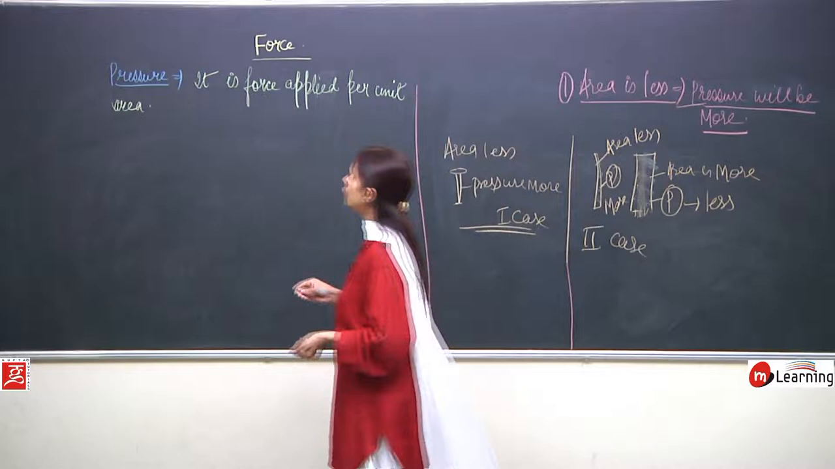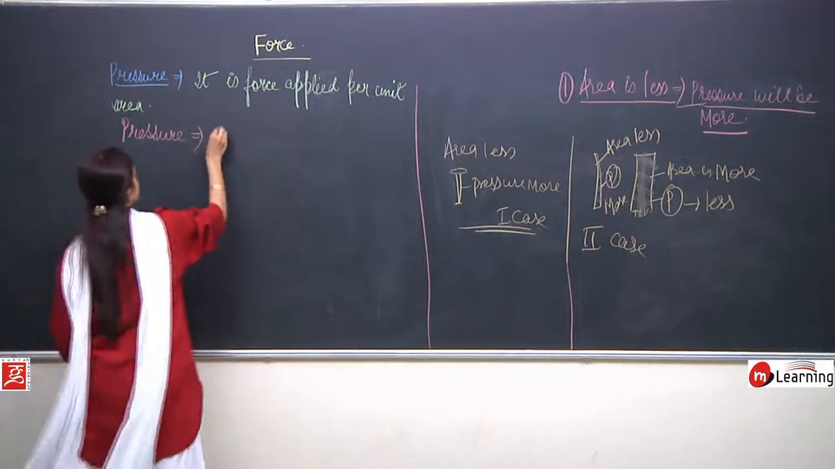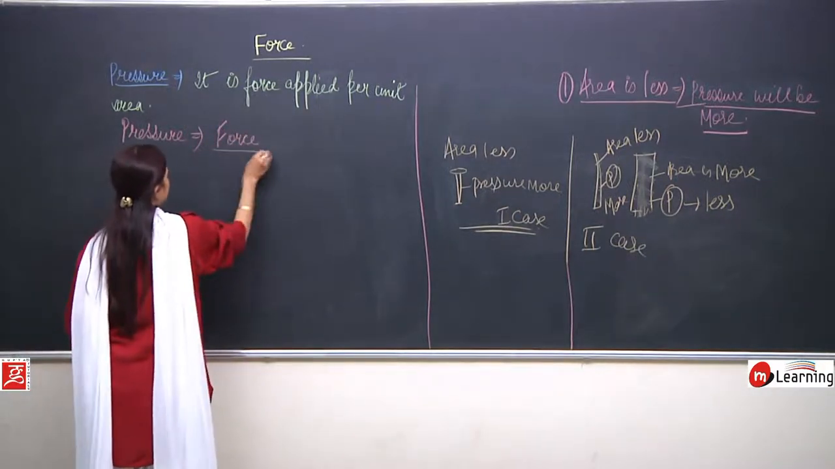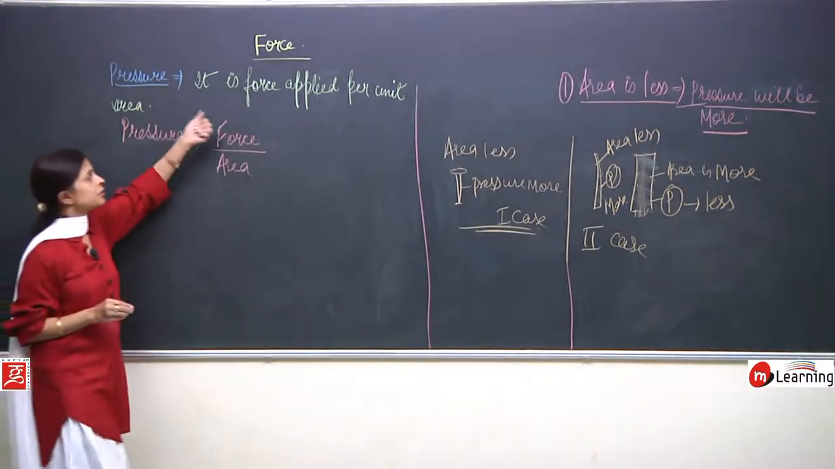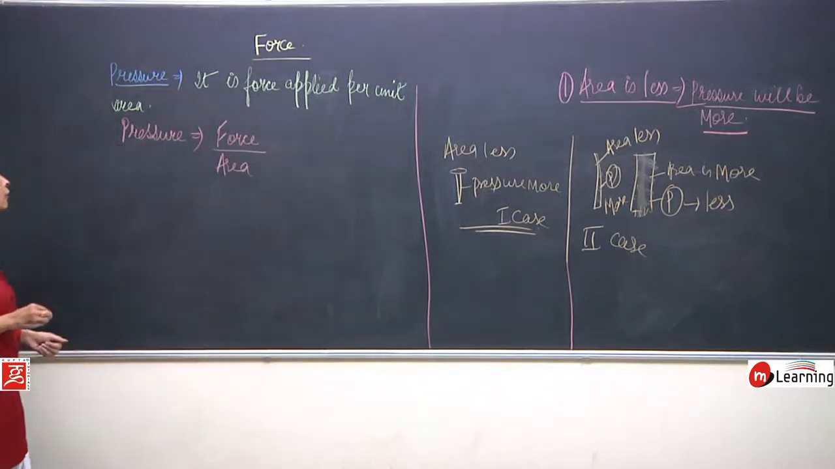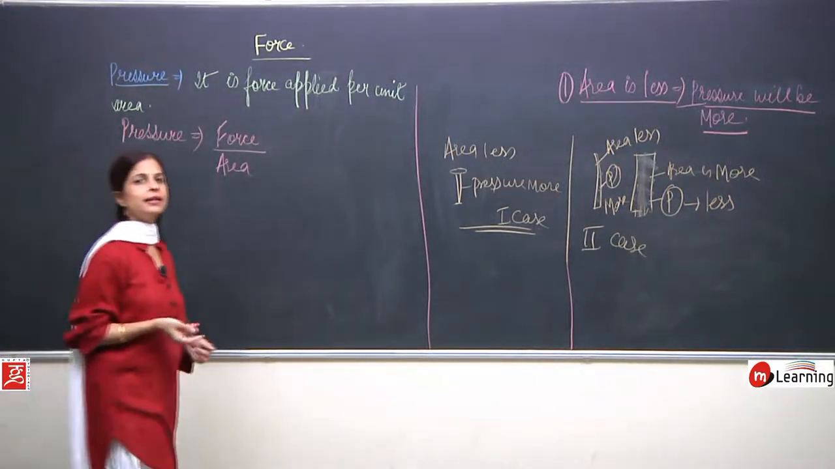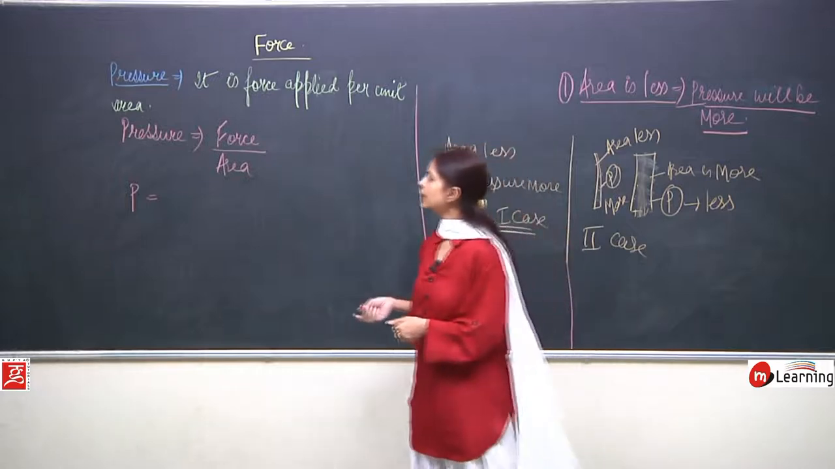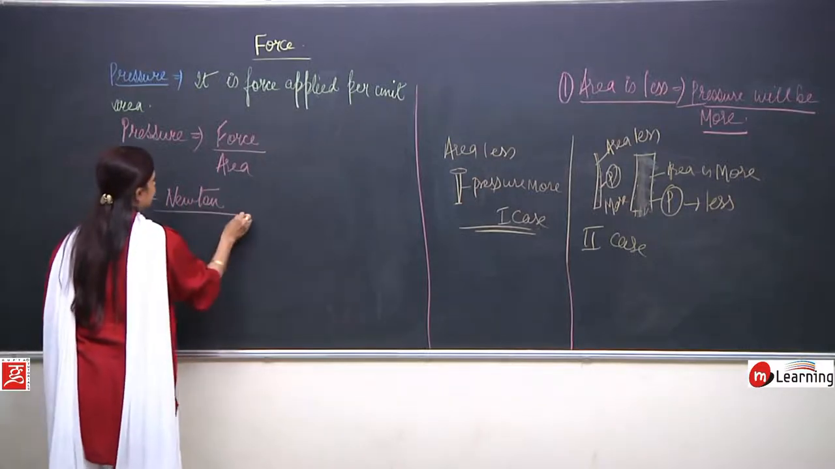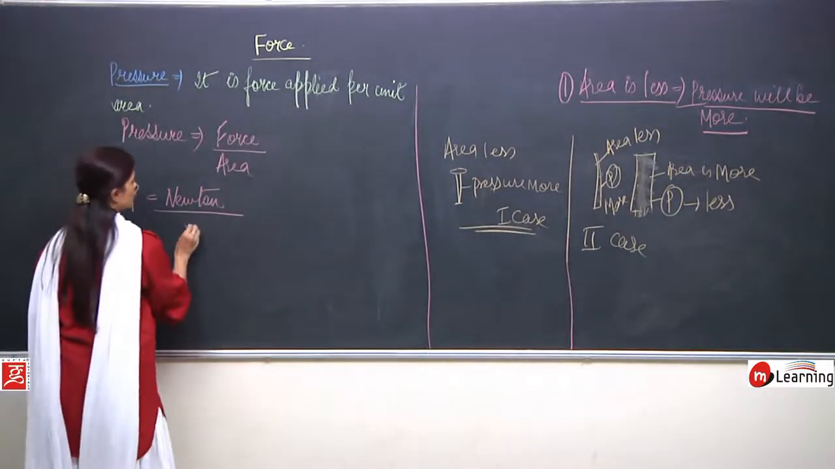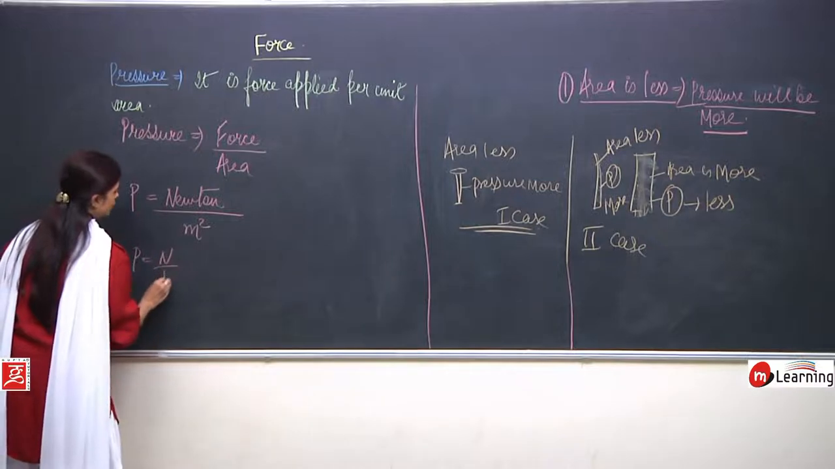And if I want to write the formula for pressure, how can I write it? Pressure is equal to force upon area, which means it is force applied per unit area. Now P is equal to force. Just now we have studied the unit of force. What is the unit of force, children? It is Newton. And area is length into breadth, that means meter square. So I can write P is equal to N upon meter square.